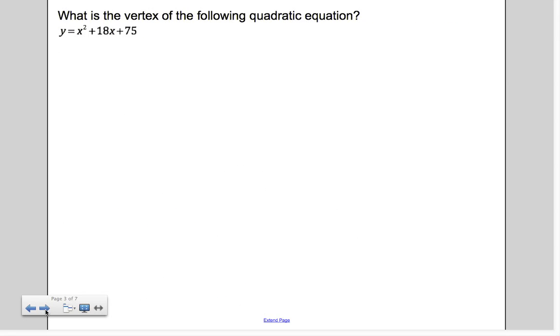So what happens if we have something like this now? Like an equation that looks like y is equal to x squared plus 18x plus 75. How do we get the vertex of this equation now? Well, we could try to factor it, but right now I can tell you that there's no two numbers that multiply to 75 and add up to 18. So we can't rely on our old PST method.